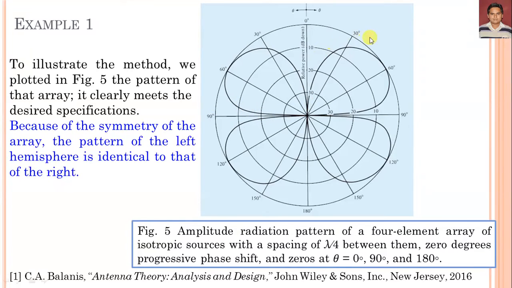And this is the pattern we can draw, and the important observation from this figure is the symmetry of the array: the pattern of the left hemisphere is identical to the right. I mean this is the left hemisphere and this is the right hemisphere, so we can solve the problem based on the Schelkunoff polynomial method by using this procedure.